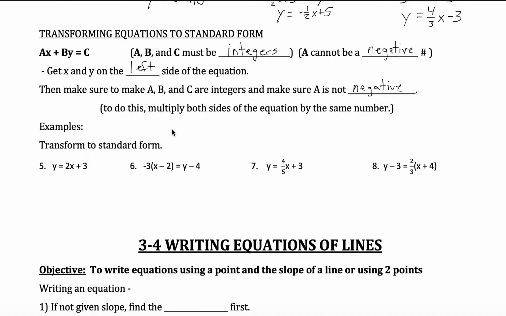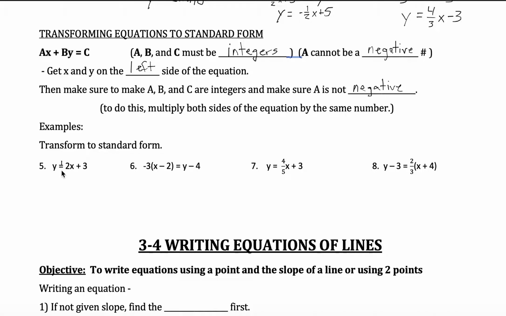To do that, you can multiply both sides of the equations by the same number. So let's take a look at some examples here. The first example we have is given to us in slope-intercept form. Remember, the first step we want to take is to get x and y on the left-hand side of the equation. So we have y on the left-hand side.